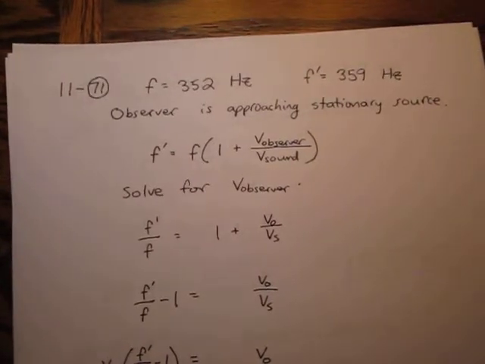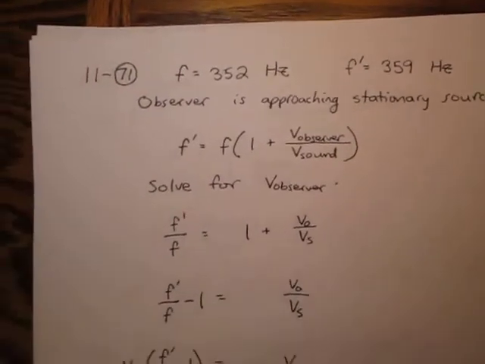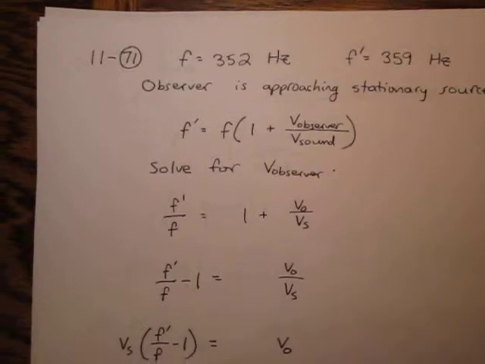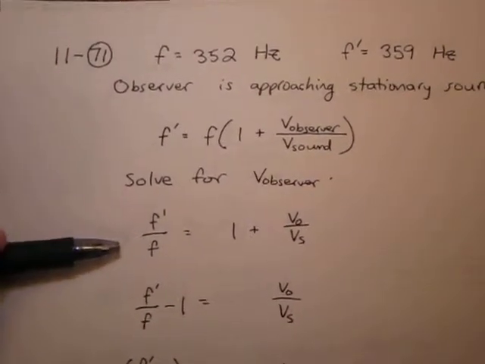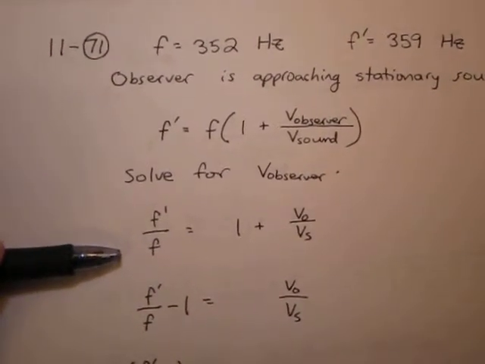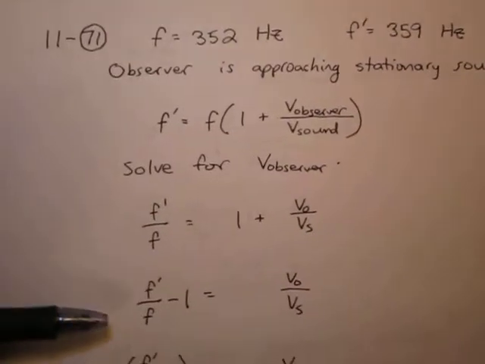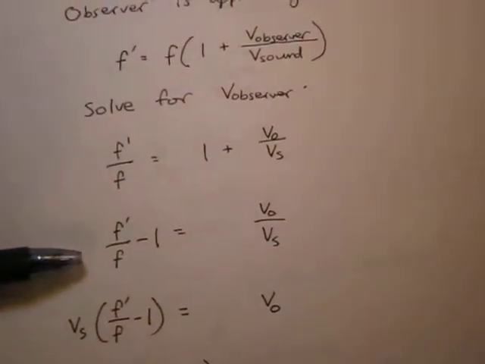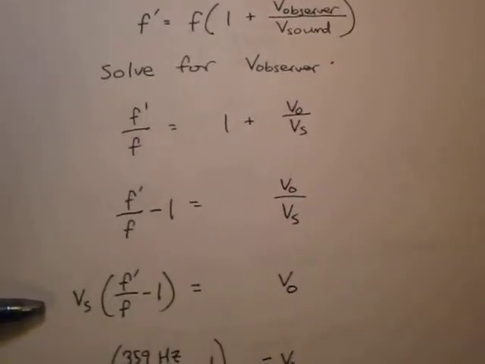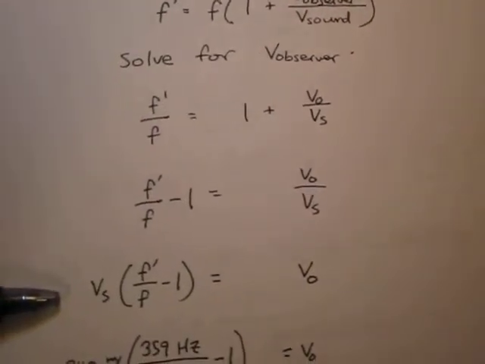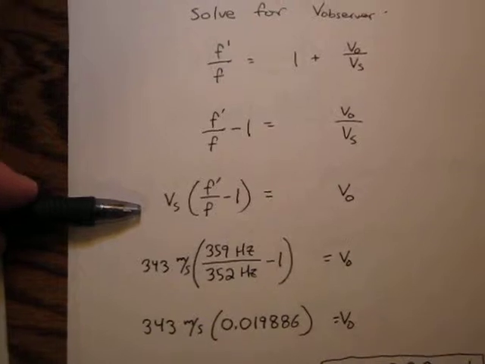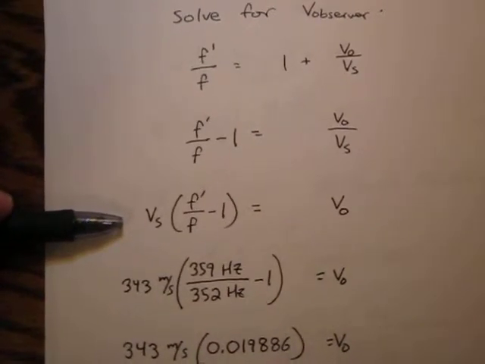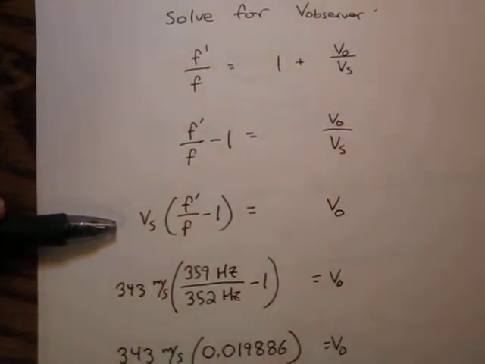So by algebra, in the second line, we divide both sides by f, the frequency emitted. The next step would be to subtract 1 from both sides. And finally, multiply both sides by the speed of sound. So we have the speed of the observer is the speed of sound times f prime over f minus 1.